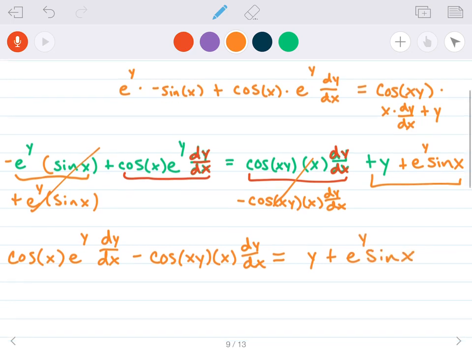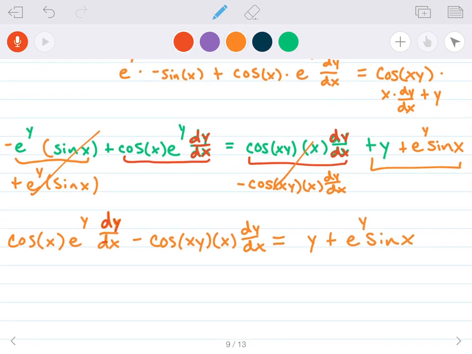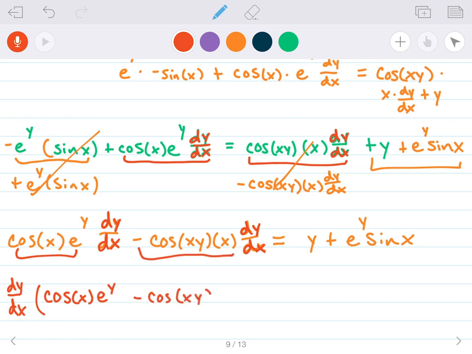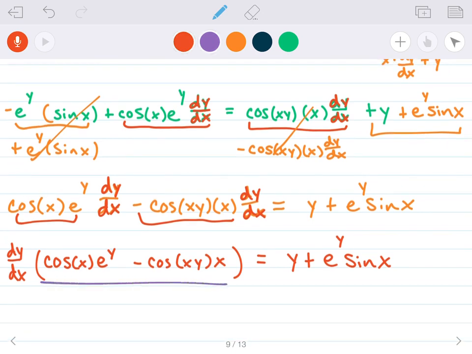All right, so now that I've isolated my dy/dx terms on one side, I'm going to factor out that dy/dx. On the inside, I'm left with cosine x e to the y minus cosine xy x. And on the right side, I just have y plus e to the y sine x. And I'm going to divide both sides by all of this to get that dy/dx by itself. Okay.